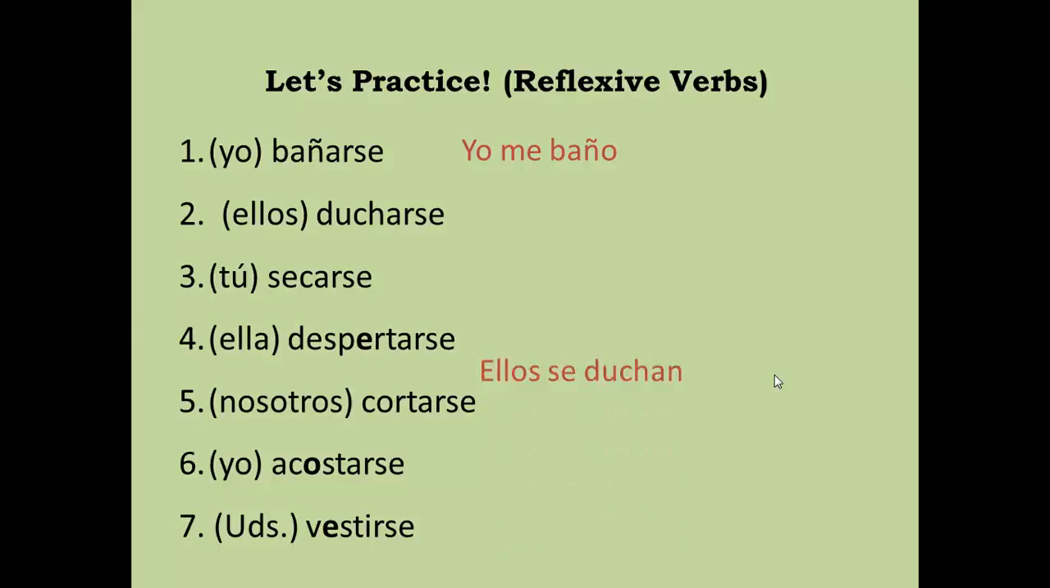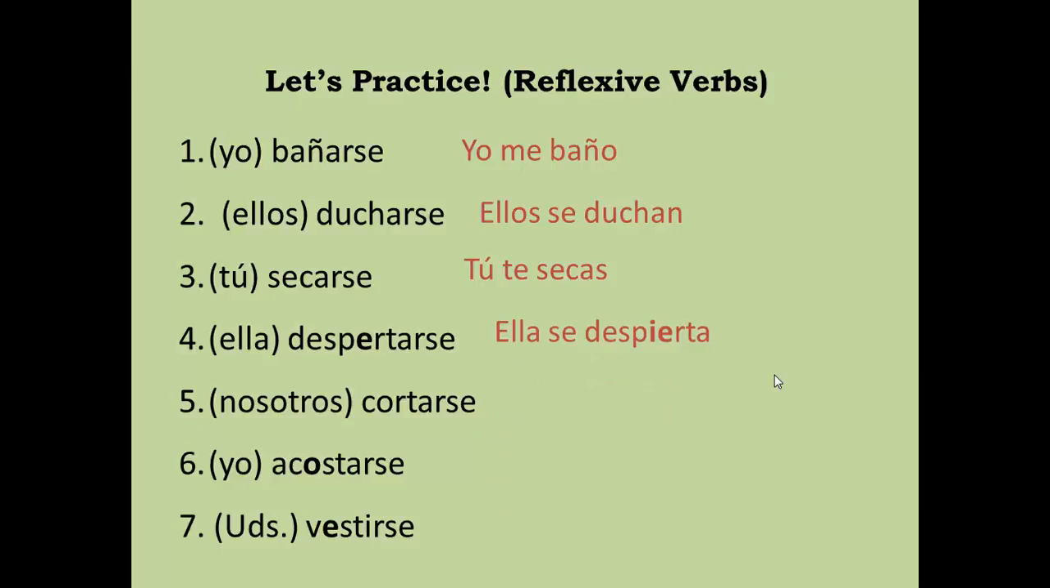Yo me baño, ellos se duchan, tú te secas, ella se despierta, nosotros nos cortamos, yo me acuesto, ustedes se visten. Okay, same here. If you had any problems, make sure you star it and are checking out practices for the groups that you need to review more.